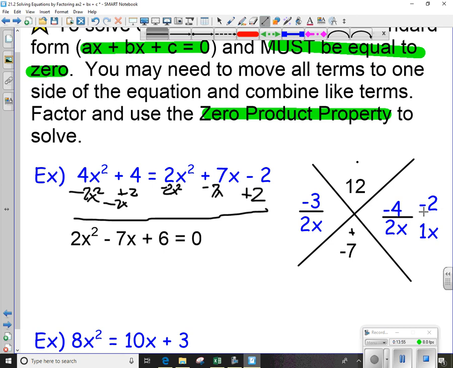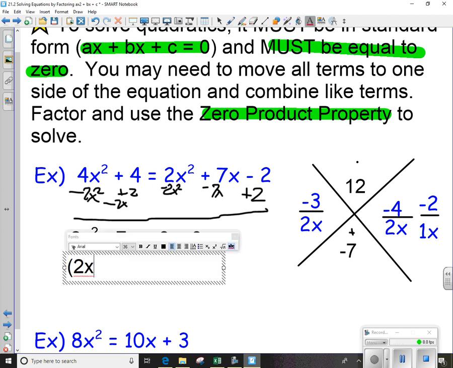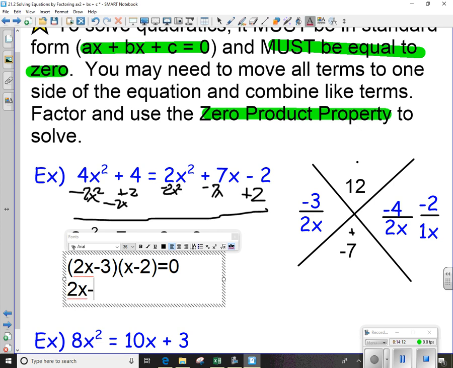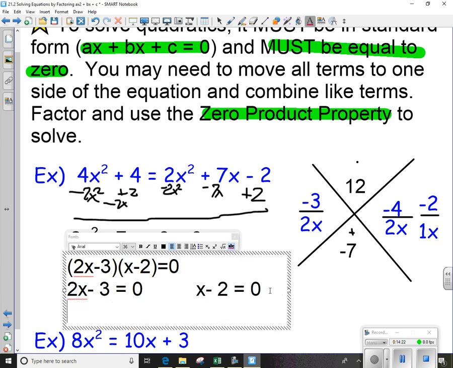And so now I can read my answer from the bottom up. So if I factored this, I would have 2x minus 3, and I would have x minus 2, or 1x minus 2, equal to 0. But now that both of them are equal to 0, I can take each one, set it equal to 0, and now I can solve both of these problems. So on the first one, I can just add 3 to both sides. So I'm adding 3 here, adding 3 here. This one, I would add 2 to both sides.